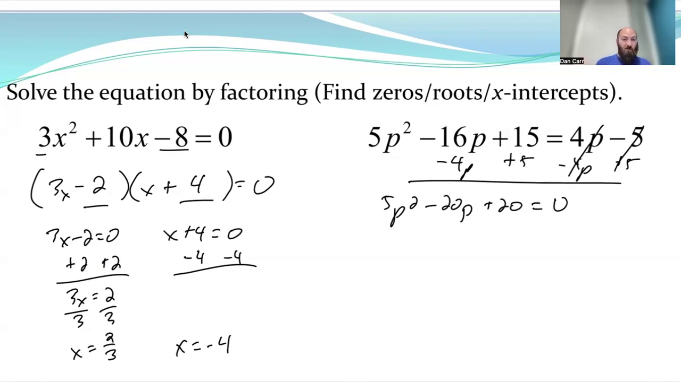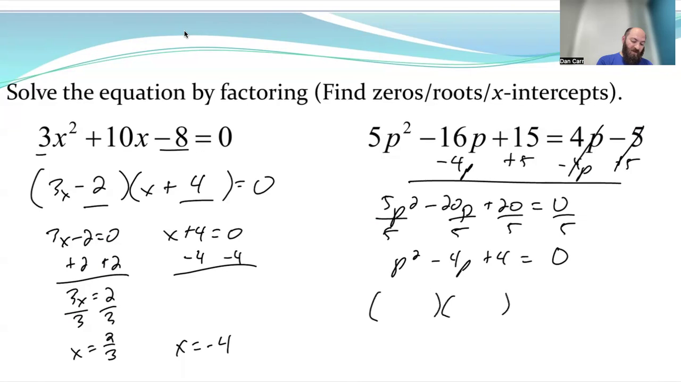Like I said, check for GCF first. The difference here when we do GCF, instead of factoring it out, we can just divide it out. So everything here, including 0, is divisible by 5. So that's going to become p squared minus 4p plus 4 equals 0. Now it's actually one of our other ones from the other day.